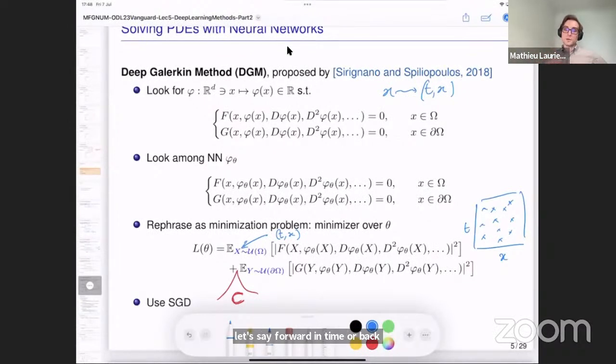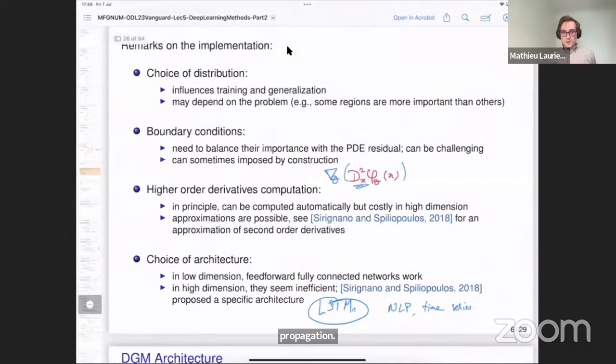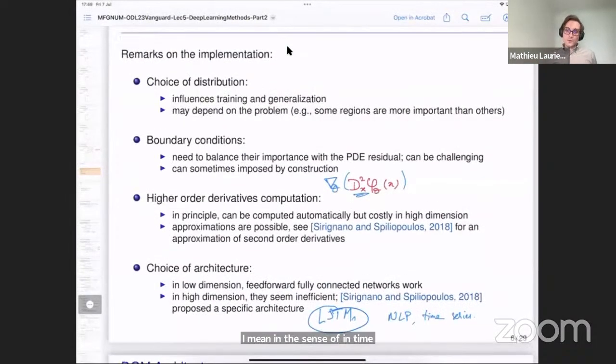And this would be true as well when we look at the PDE system for mean field games. We are not going at all to try to do this forward-backward structure. Although we may want to solve each PDE iteratively, but for the Kolmogorov-Fokker-Planck, we don't use a forward propagation. I mean, in the sense in time.